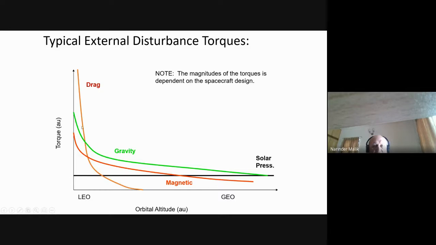Now you see the solar radiation pressure. Like I mentioned, solar radiation pressure is irrespective of the orbital height, because solar radiation pressure is a constant number for near Earth satellites. So solar radiation pressure remains constant.